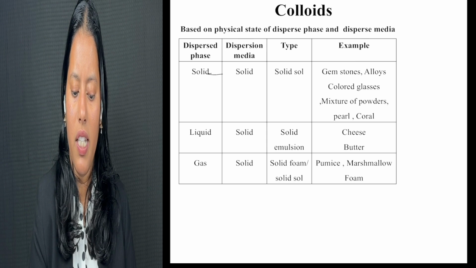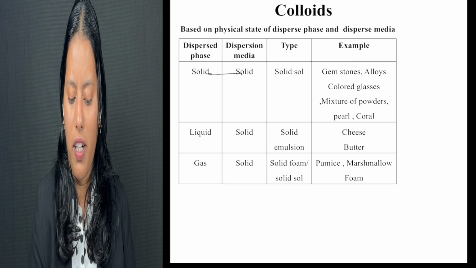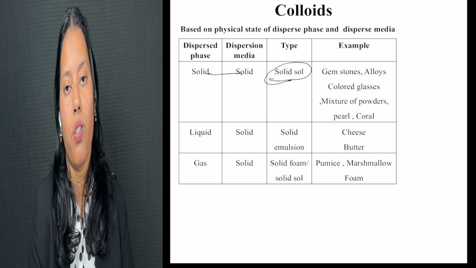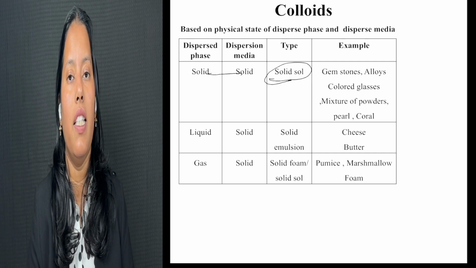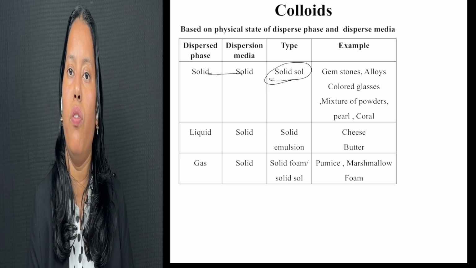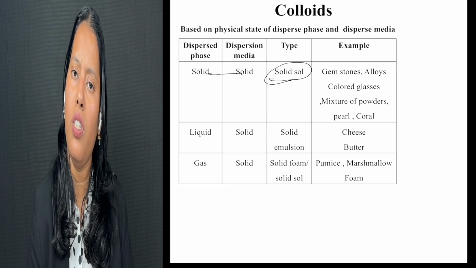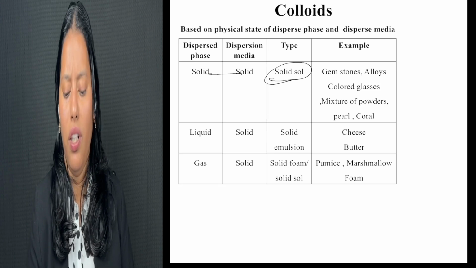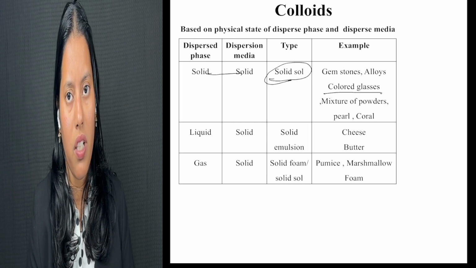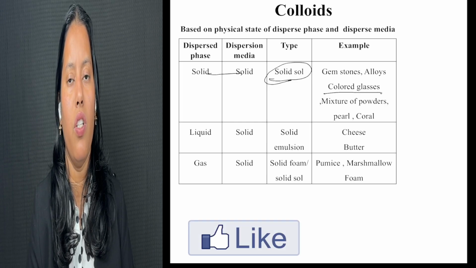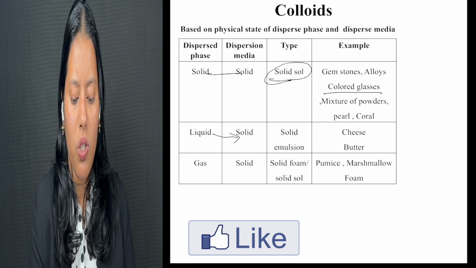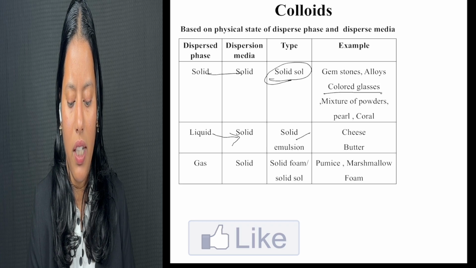So when the solid is distributed into solid, it is called the solid sol. Your examples are gemstones. Then the pearl is an example of that. Alloys, that is a mixture of two metals, are solid dispersions. Then you have colored glasses and mixtures of powders, which are also examples of the solid sol.